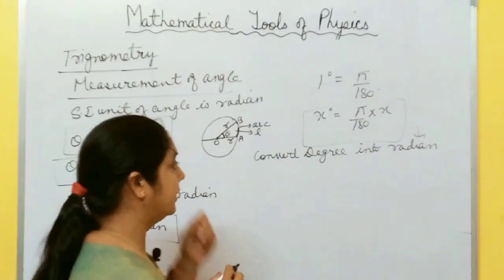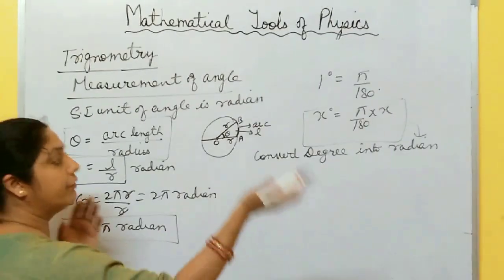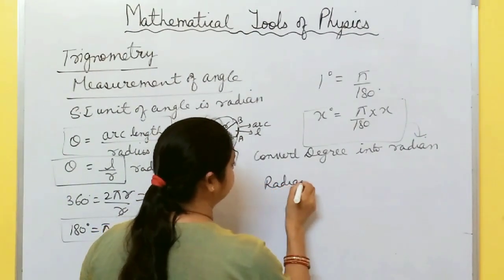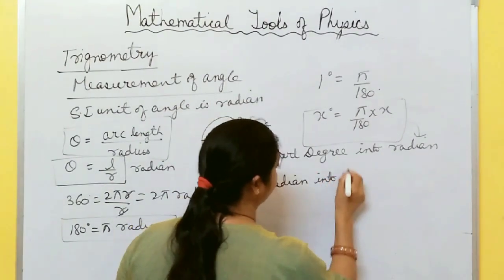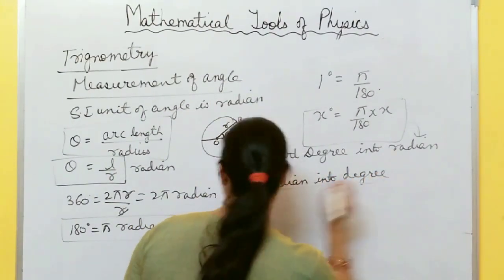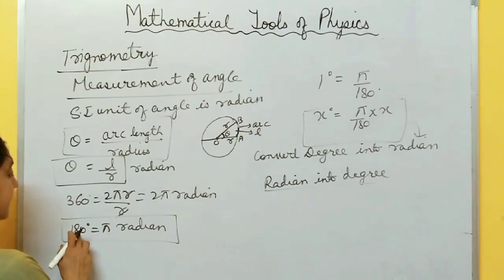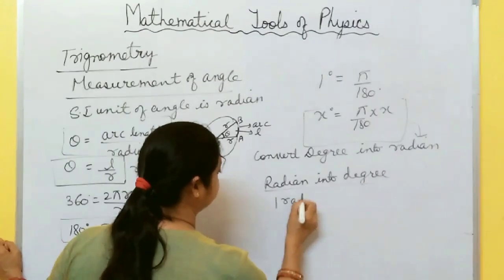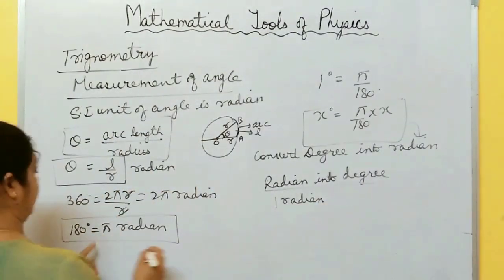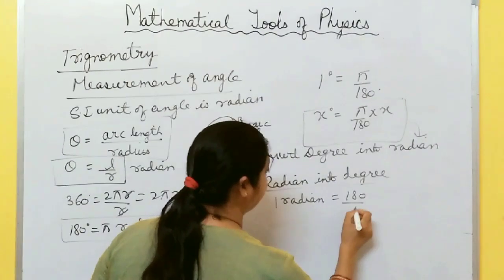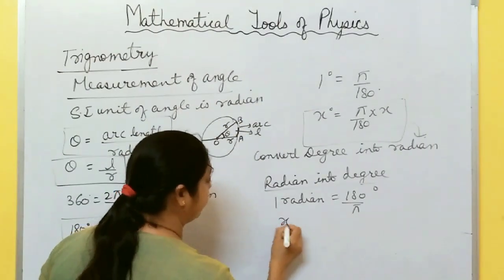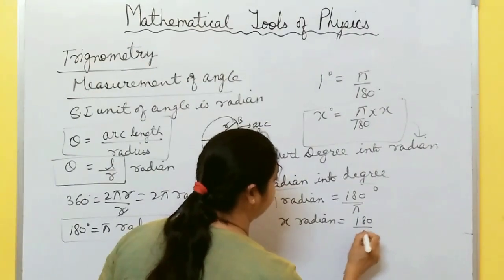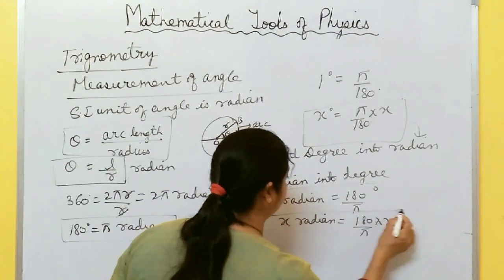degrees into radians. In the same way, if you want to convert radians into degrees, which formula do you use? Pi radian is 180 degrees. So 1 radian is what? 1 radian is 180 by pi degrees, right? For x radians, it is 180 by pi into x degrees.